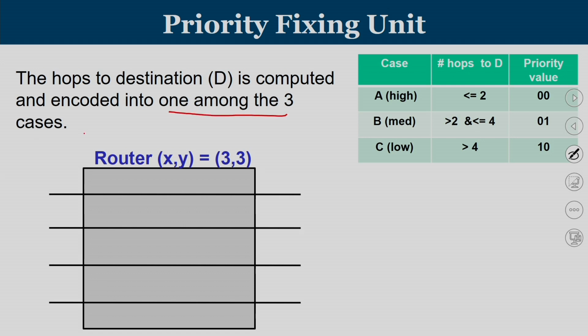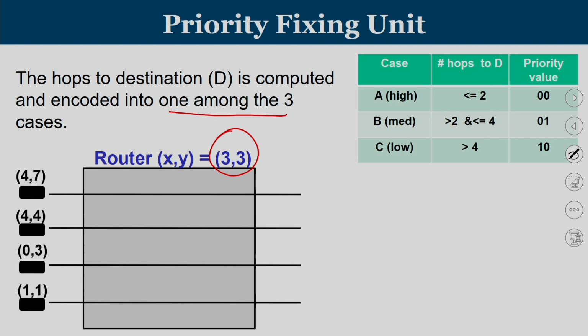So, consider that you are working on an 8 by 8 mesh NoC where you have 64 routers, and each router is given a naming X and Y. So, consider the case you are talking about router 3,3, third column and third row in the network. Now consider there are 4 flits. What is marked on the flit is the destination number. So the first flit wanted to go to 47, second one wanted to go to 44, third one wanted to go to 03, and the fourth one wanted to go to 11. So these 4 flits are going to reach a router whose coordinate is 33.